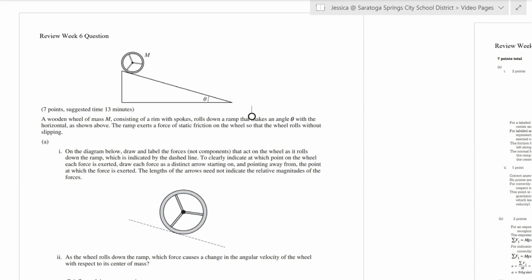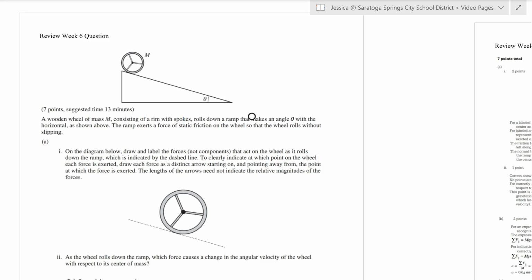So it looks like we have a wooden wheel of mass m consisting of a rim with spokes rolling down an incline that makes an angle of theta with the horizontal as shown above. The ramp exerts a static force of friction so that the wheel rolls without slipping.